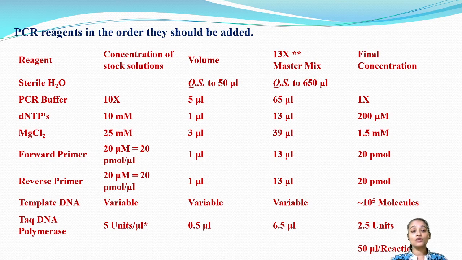And then at last you add your water, sterile distilled water or double distilled water. You need to calculate how much your 5 microliter buffer, 1 microliter of your dNTPs, 3 microliter of MgCl2, your forward and reverse primer, that is 1 microliter each, and your template DNA and your Taq polymerase. After calculation, the rest you have to add as water. And then you have to make up the volume to 50 microliter.